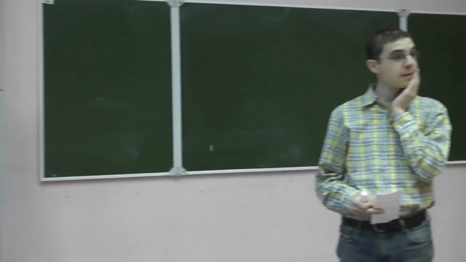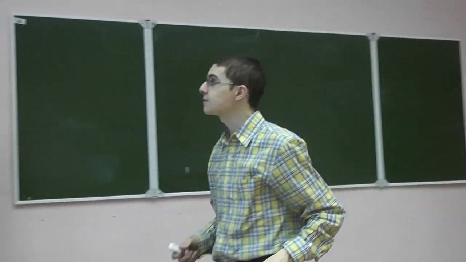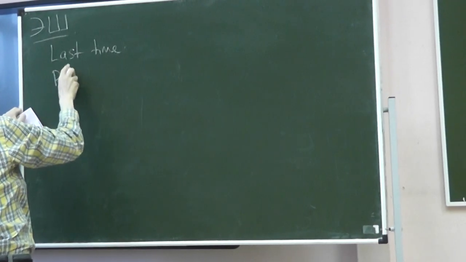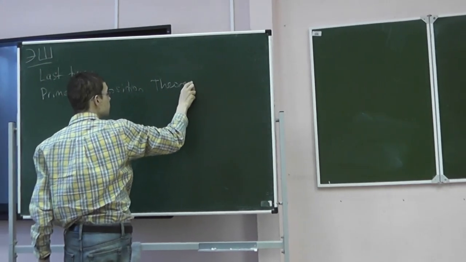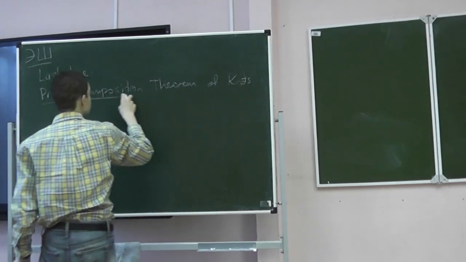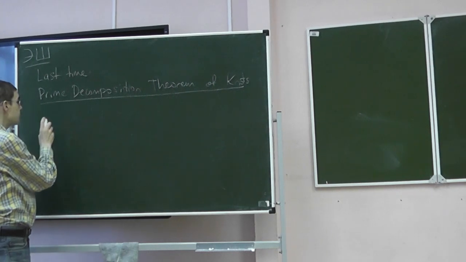So last time we were talking about the prime decomposition of knots. Let's review what we did last time. We were looking at the prime decomposition theorem of knots. Just to remind you, the notation.